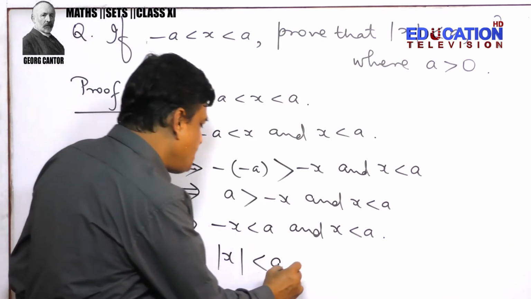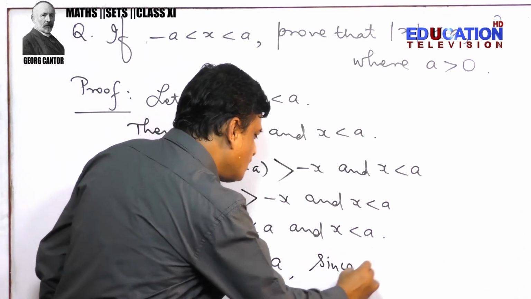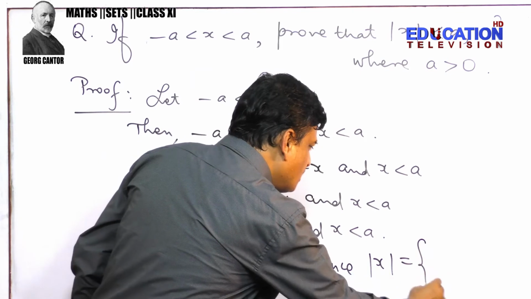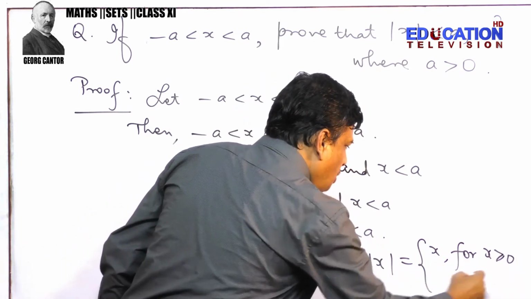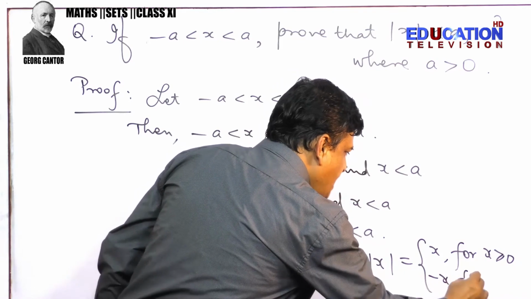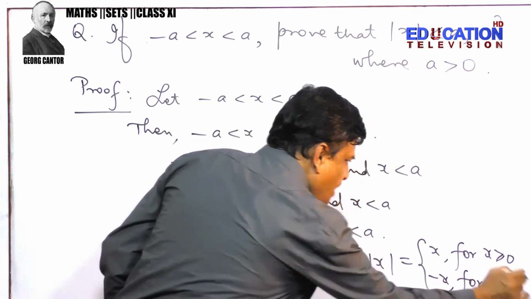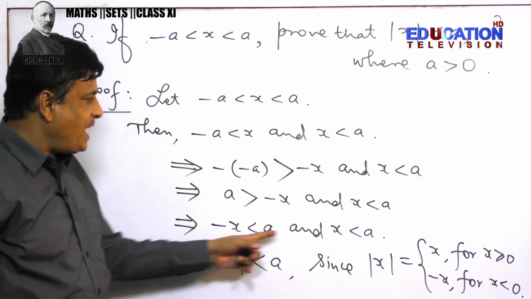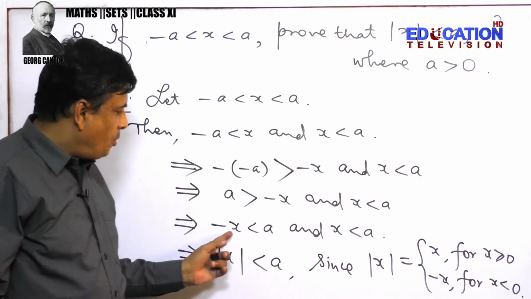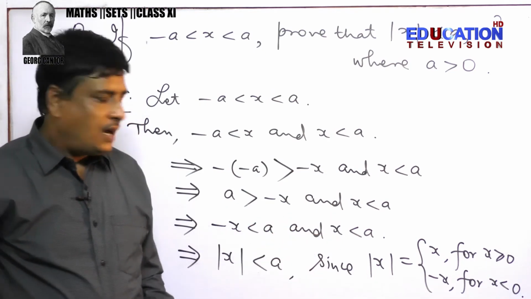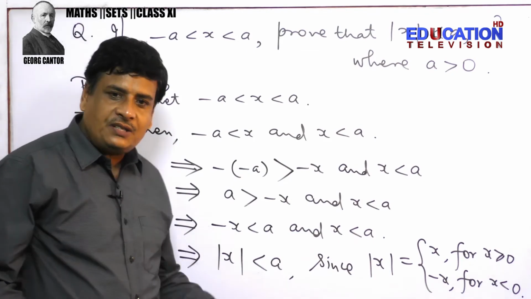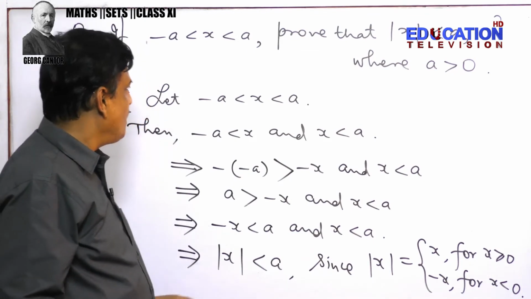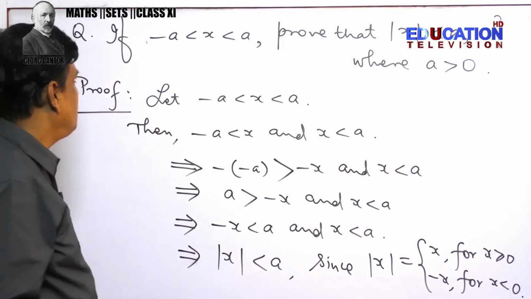Since modulus x is x for x greater or equal to 0, minus x for x less than 0. So whatever be the value of modulus x, both x and minus x are less than a for all x belonging to R. So modulus x is less than a. So this completes the proof.